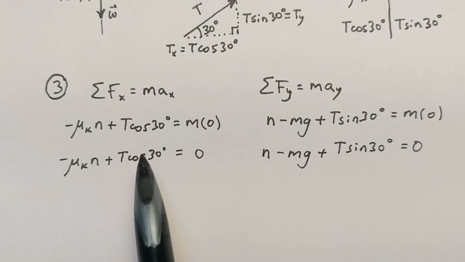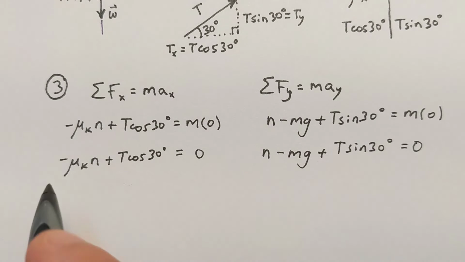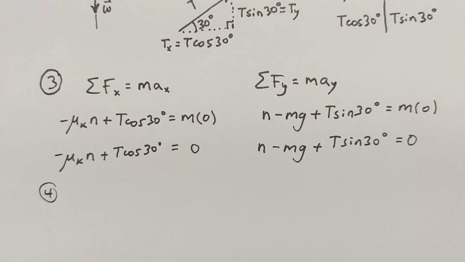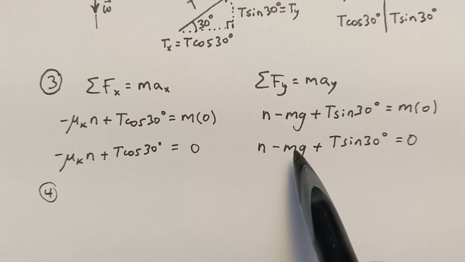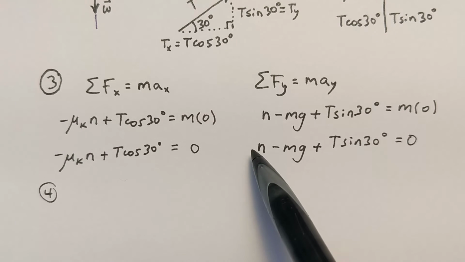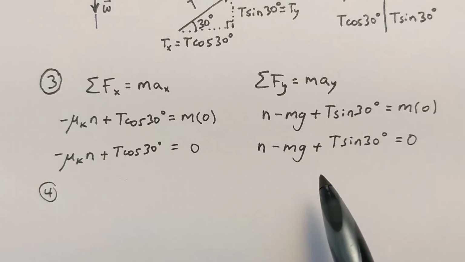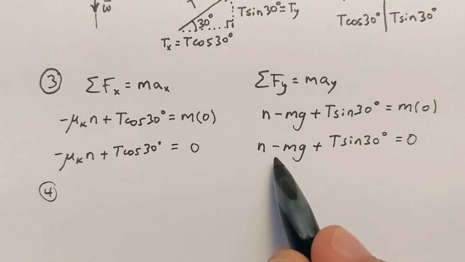Okay, and now we have our two equations. We should solve the system of equations. So step 4, go ahead and solve the system of equations. Give it a try. Pause the video now. Okay, so for step 4, solving the system of equations, I'm going to start by solving for the normal force, and I'll substitute that into the other equation. So let me try that.